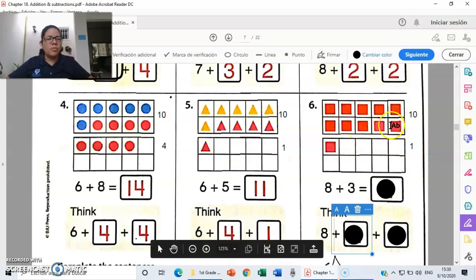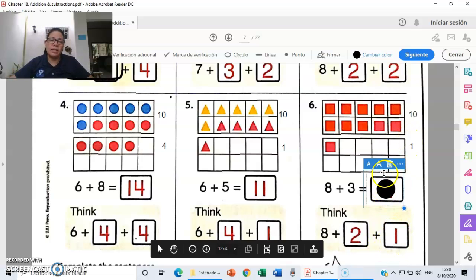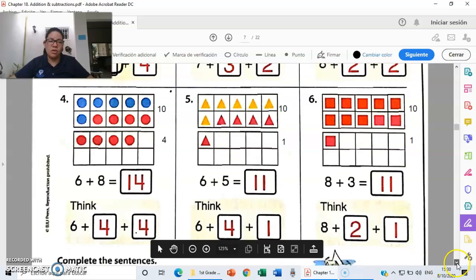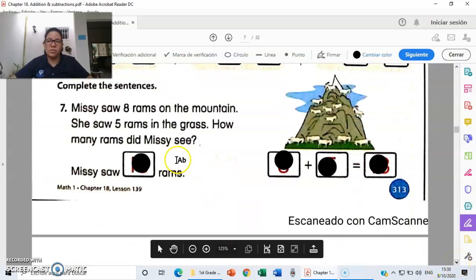So remember, how much do I got here? 1, 2, correct. And then how much do I got here? 1, okay? So you got 8 plus 2 is 10. You form a group of 10. And 10 plus 1, it's 11. Good job. Let's go to the next exercise.